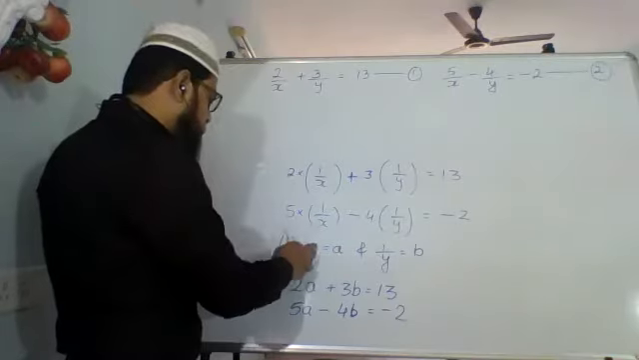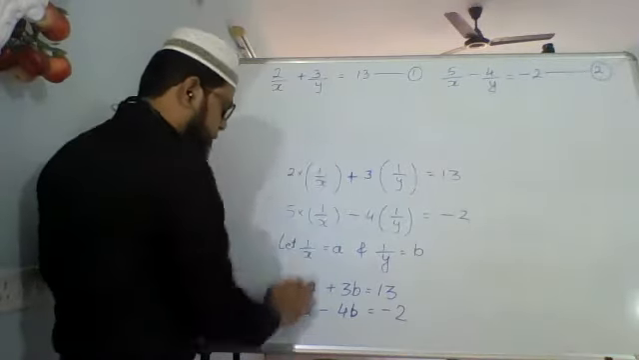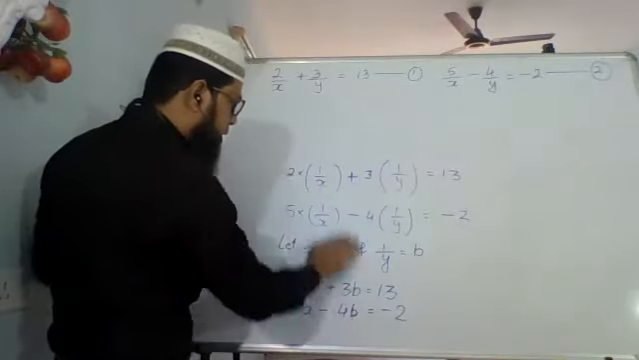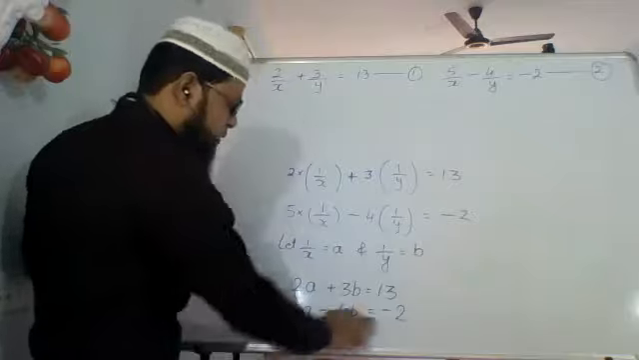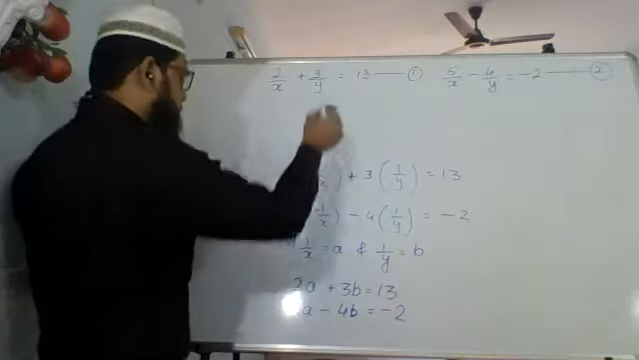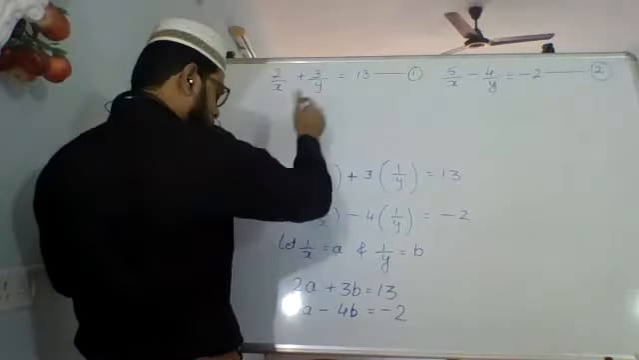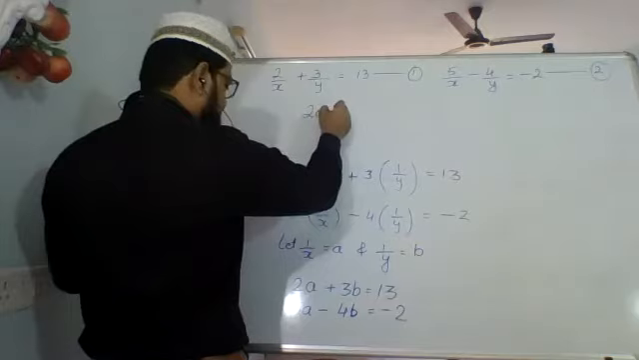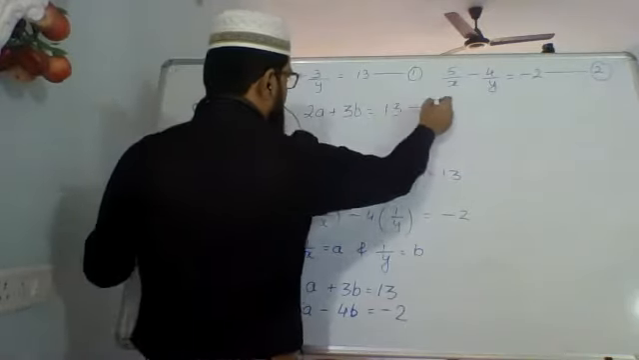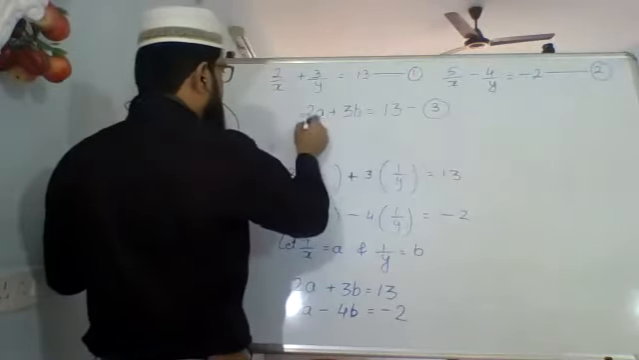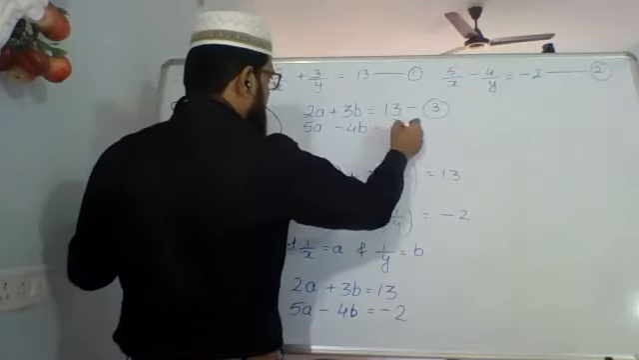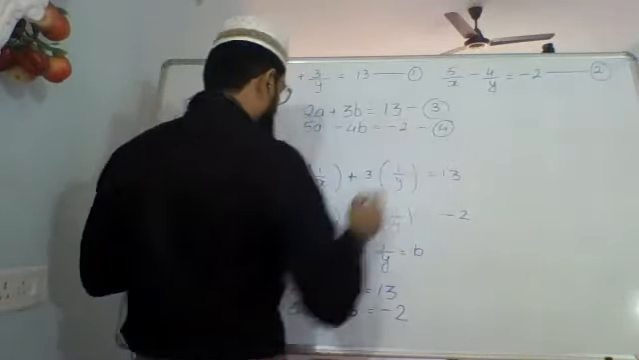So the moment we take 1 upon x as a, this bracket becomes a, so this becomes 2a. This bracket becomes b, so this becomes 3b, 5a, 4b. So these are the new equations that we get, which are now linear equations. Let's call them equation 3 and 4. So now I have 2a plus 3b equals 13. That is my third equation. And 5a minus 4b equals minus 2. This is my fourth equation.